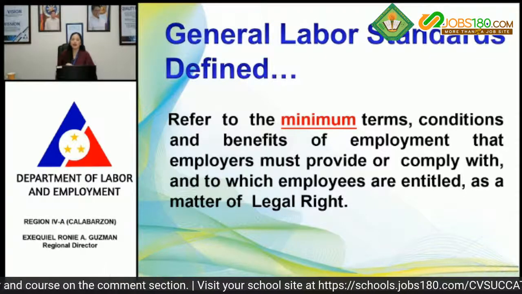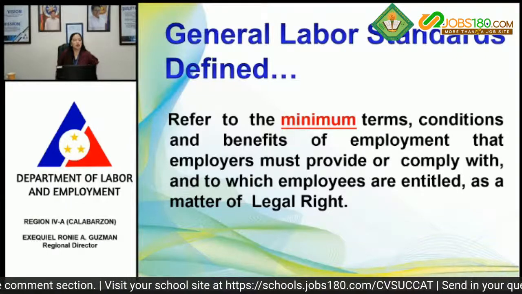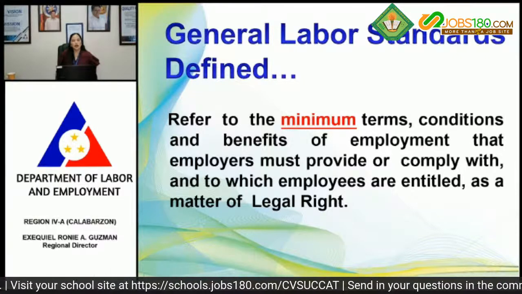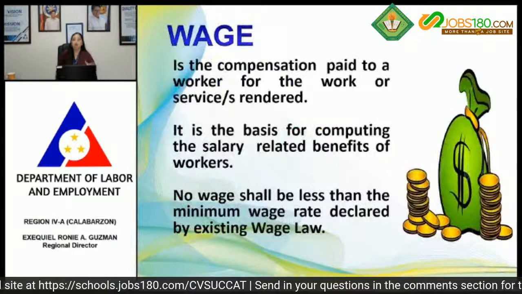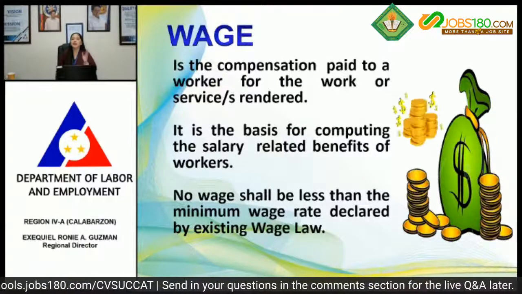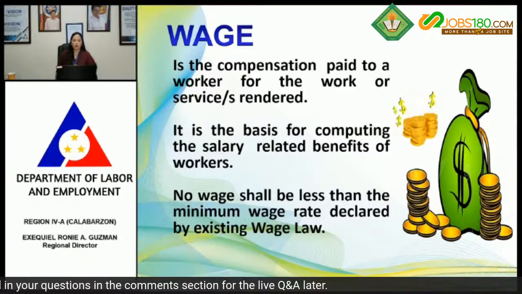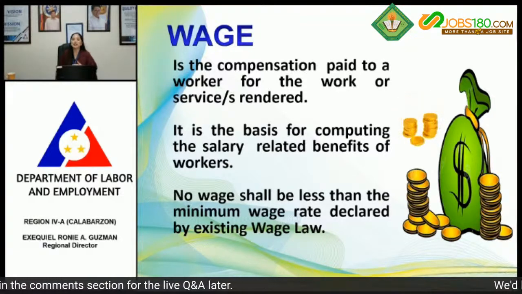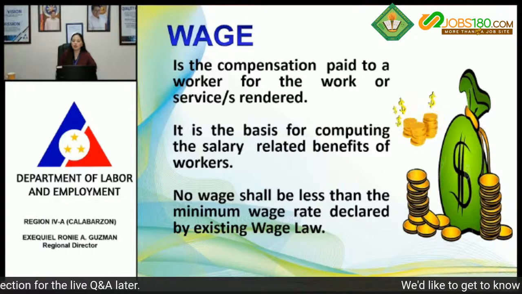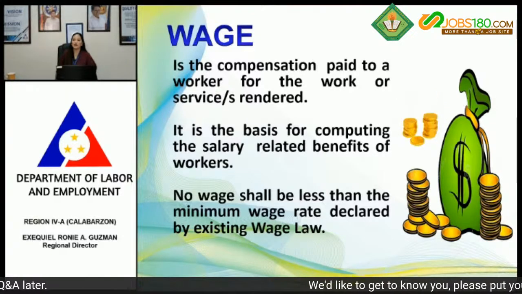workers. First and foremost, when we work, we are entitled to wages. Wages, salaries, or emoluments all have the same meaning. These are the compensation paid to a worker for the work or services rendered.